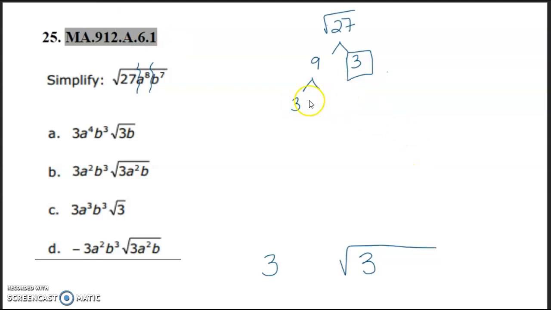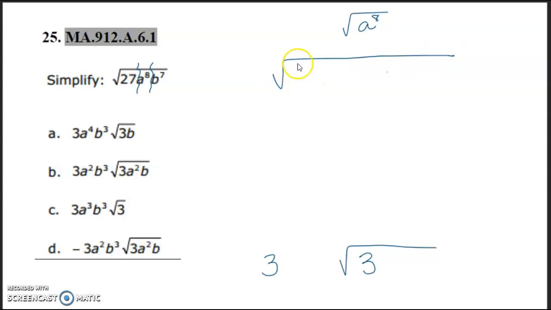So I am going to erase this just so I can make it look prettier. So let's go ahead and do the square root of a to the 8th. So a to the 8th, right, is just 8 a's. So 1, 2, 3, 4, 5, 6, 7, and 8.